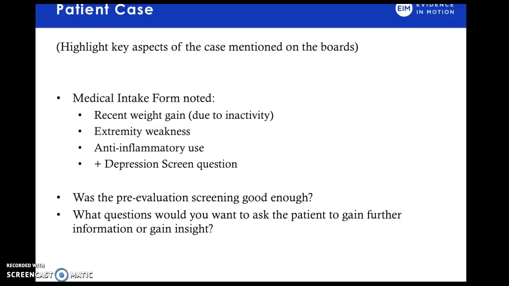A few aspects with the patient case. This case will evolve for us throughout the course. So in this block, we're presenting a medical intake form, and I think everybody had some pretty good consensus over items which they had some concerns, and that is exactly the point. The point here is to use these intake forms, your pre-evaluation screening, and really start to get a picture of what questions you would want to further ask the patient to gain further insight. And I thought everybody did a fantastic job within the discussion forums of doing that.